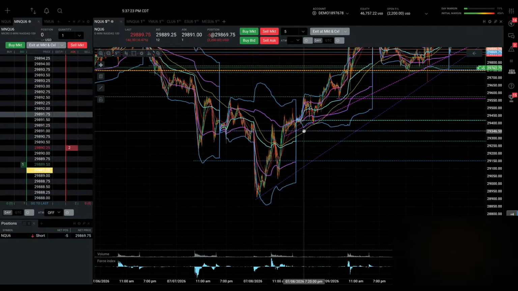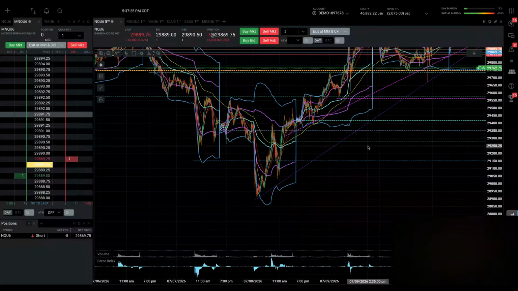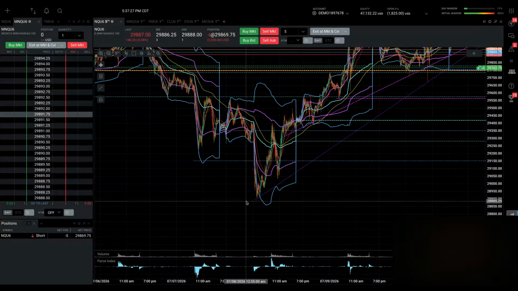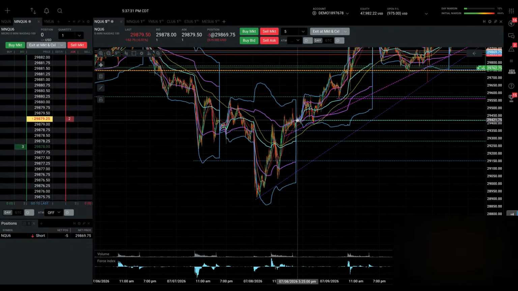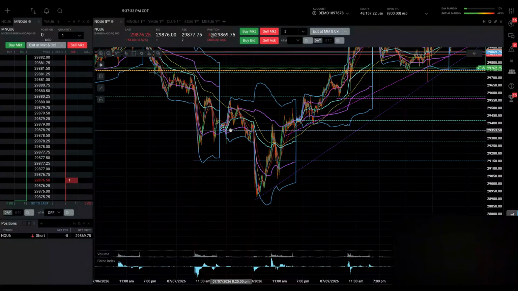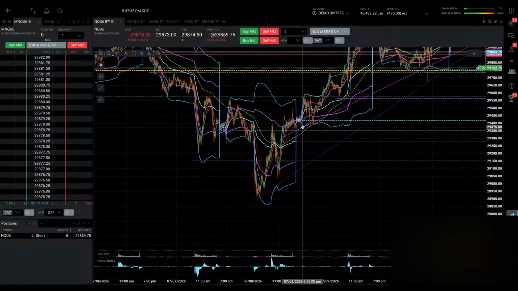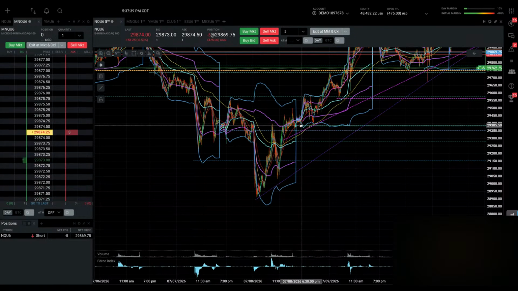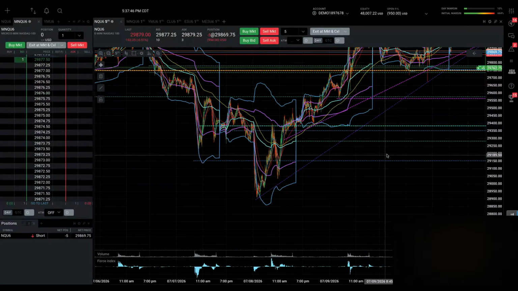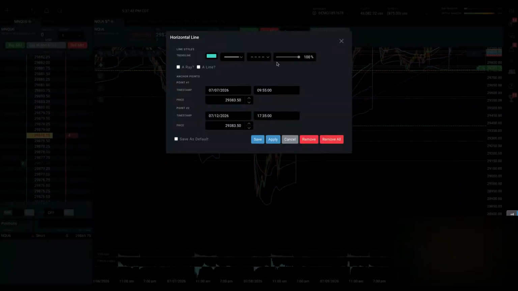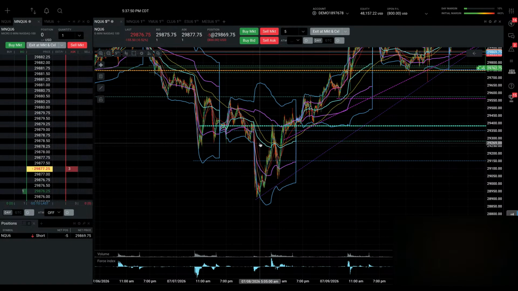2, 3. So probably 1, 2, 3. So probably like right around here is gonna be a nice bounce level. Let me make that a little thicker.